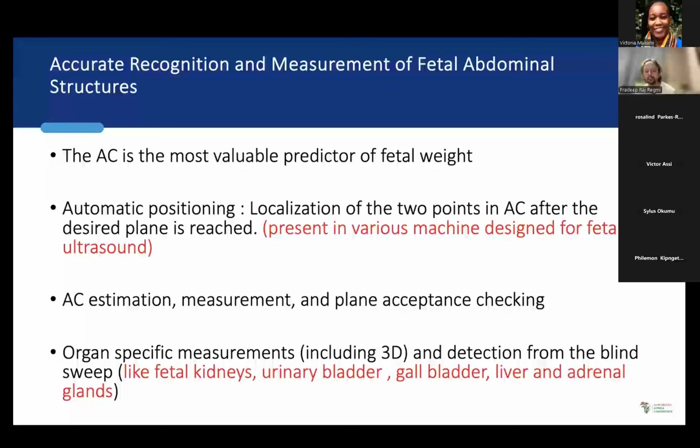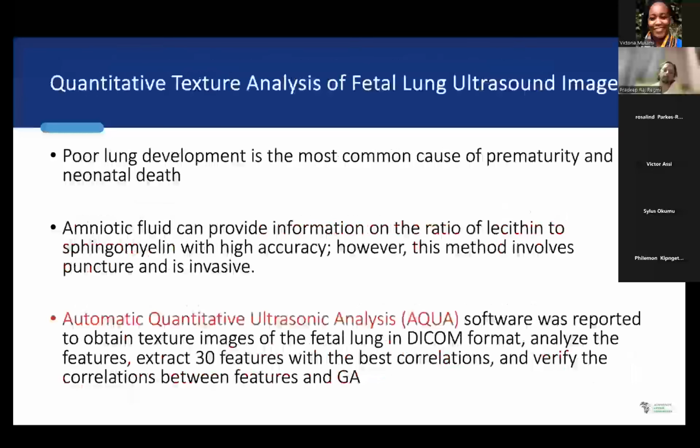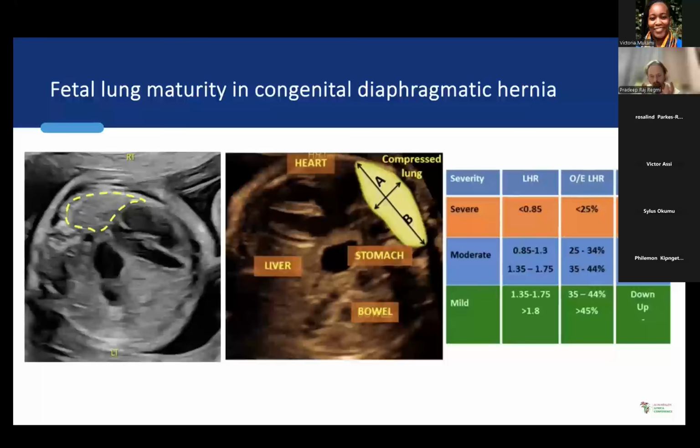So this can be integrated into our ultrasound machines. Another important aspect could be detection of lung volume, because sometimes we get cases of diaphragmatic hernia, or hypoplasia where some part of the lung is not properly developed. So we can prognosticate fetal maturity from the volume of the fetal lung as well. This can be important, and we can grade this. If we can grade this automatically with the models, it definitely helps.